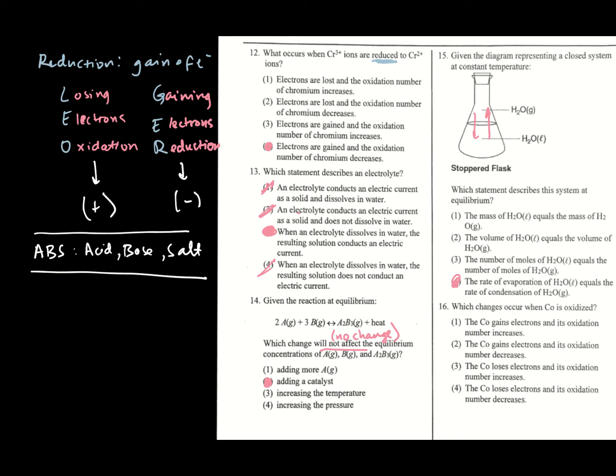Number 16. Which change occurs when CO is oxidized? So this goes back to LEOGER. Oxidized means we're losing electrons, and its oxidation number becomes more positive, increasing. So it loses electrons, cross off 1 and 2, and now between 3 and 4, its oxidation number increases to become more positive. Like over here, LEO, losing electrons, oxidation, becomes positive, increase in oxidation number.